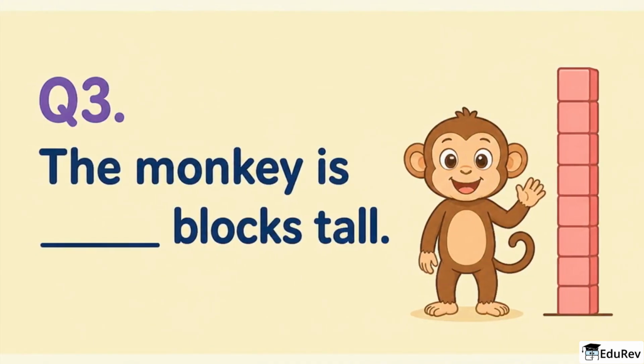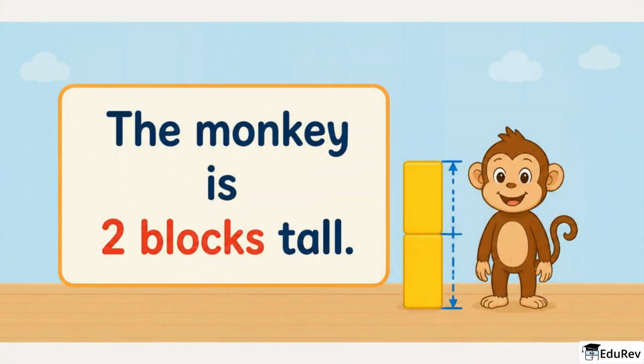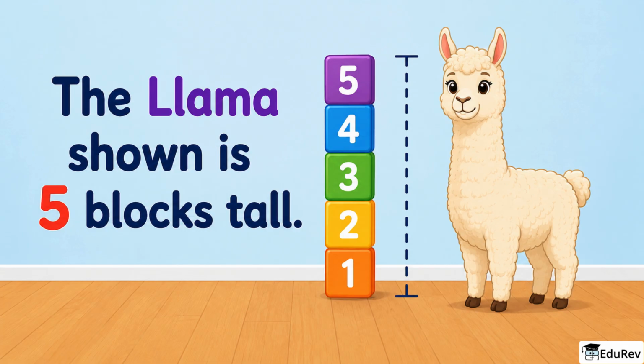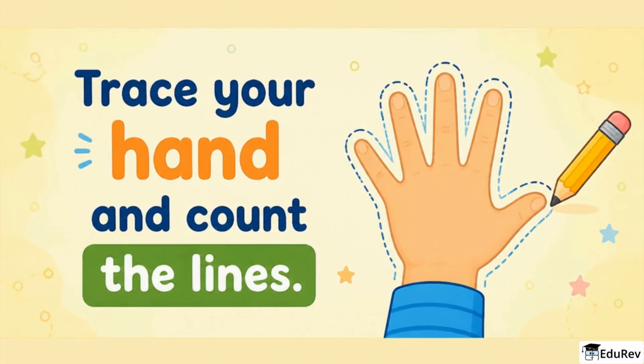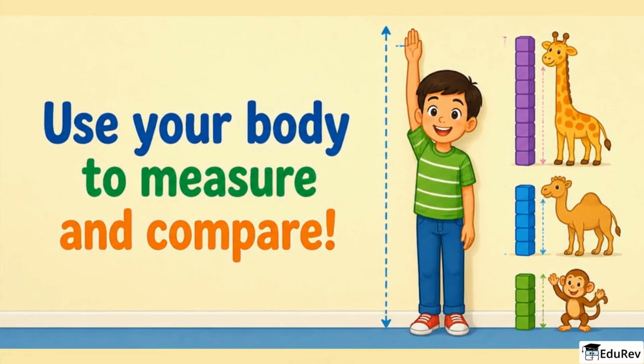Q3. The monkey is blank blocks tall. We count the monkey height in blocks, one by one, until we reach the top. The monkey is 2 blocks tall. Question 4. The llama is blank blocks tall. The llama shown is 5 blocks tall. Measure your hand activity. Trace your hand and count the number of lines. Tracing helps you use your own body as a measuring tool and compare sizes.